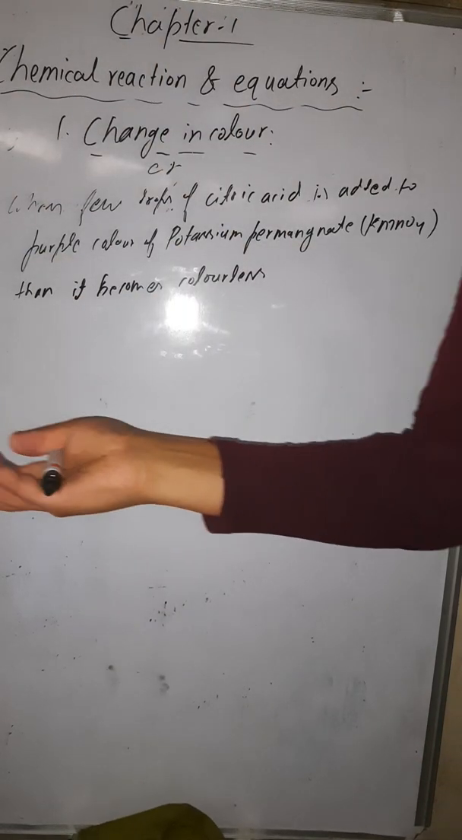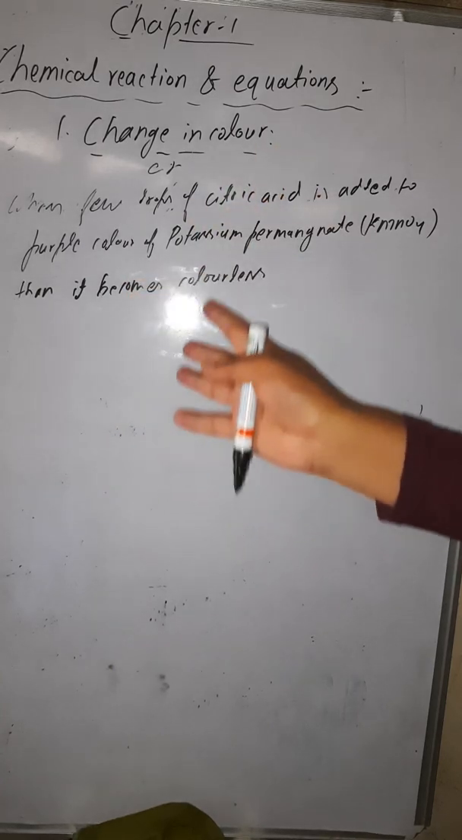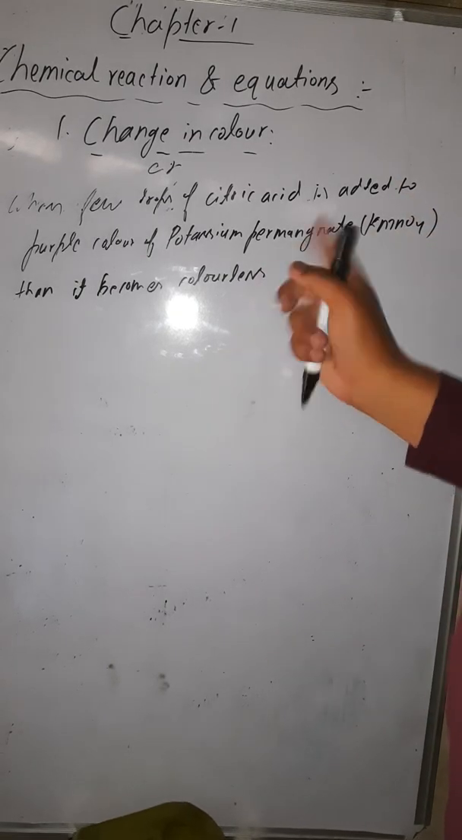Okay, so what was the color of potassium permanganate? It was purple. Now it has become colorless. So this is again an example of a chemical reaction where a change in color is taking place. You can see a chemical reaction is taking place here. Are you getting this? Very good.